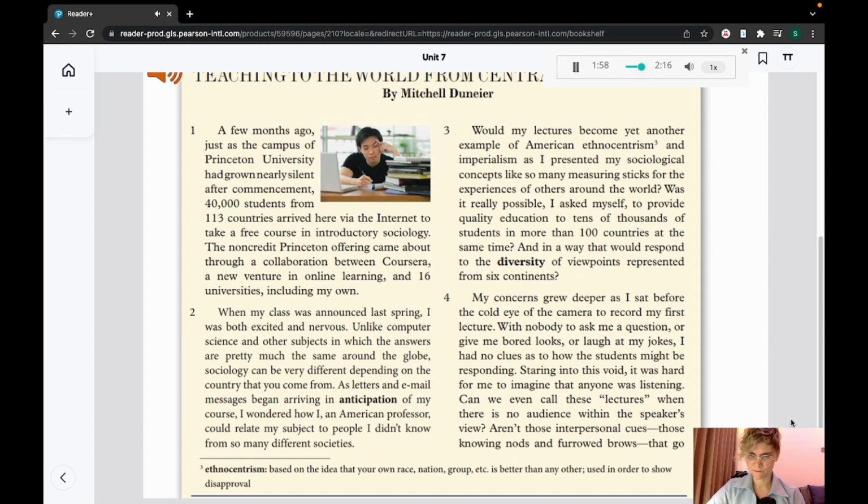Can we even call these lectures when there is no audience within the speaker's view? Aren't those interpersonal cues, those knowing nods and furrowed brows that go from the audience to the professor, as crucial to the definition of a lecture as the cues that go from the lecturer to the audience?